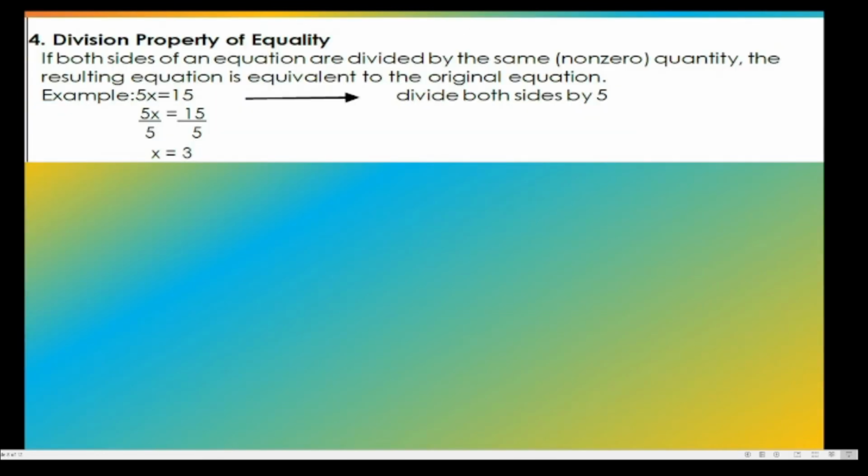So for our division property of equality, which is number 4 property of equality, if both sides of an equation are divided by the same non-zero quantity, the resulting equation is equivalent to the original equation. So our example here is 5x is equal to 15. We need to divide both sides by 5. So 5x over 5 is equal to x, and 15 divided by 5, the answer is 3.